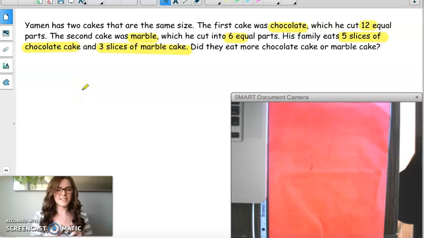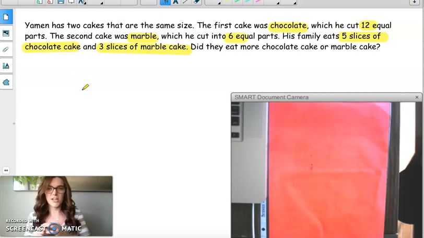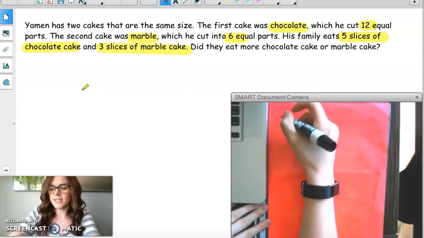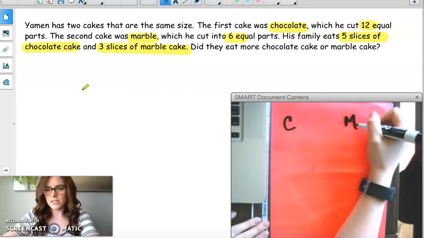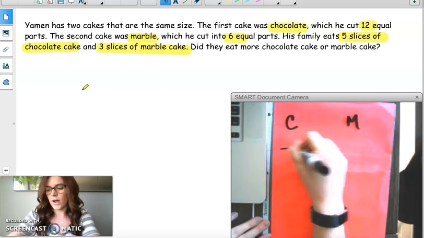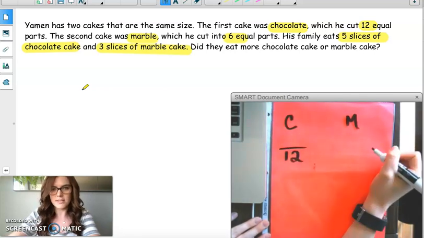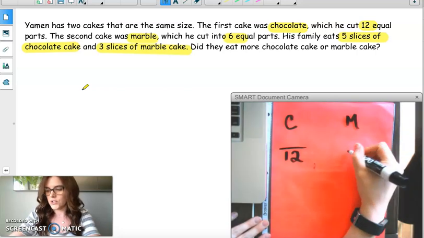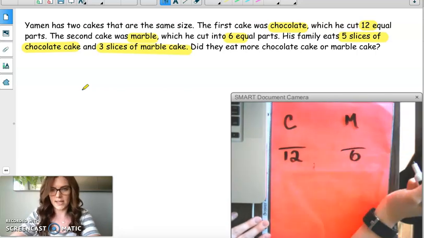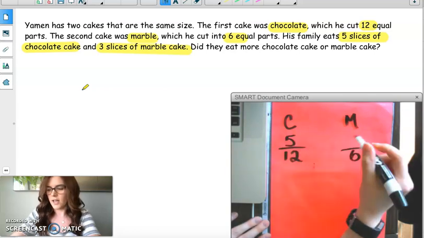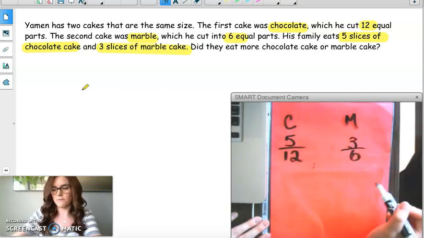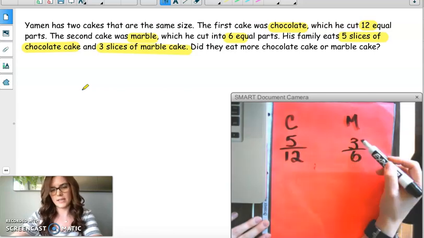Okay, let's see if you got the correct answer. So first, I'm going to write C for chocolate cake and M for marble cake. So Yaman's chocolate cake was cut into 12 equal pieces, so 12ths. And the marble cake was cut into 6 equal pieces, so 6ths. His family ate 5 slices of chocolate and 3 slices of marble. So 5 12ths of chocolate and 3 6ths of marble.